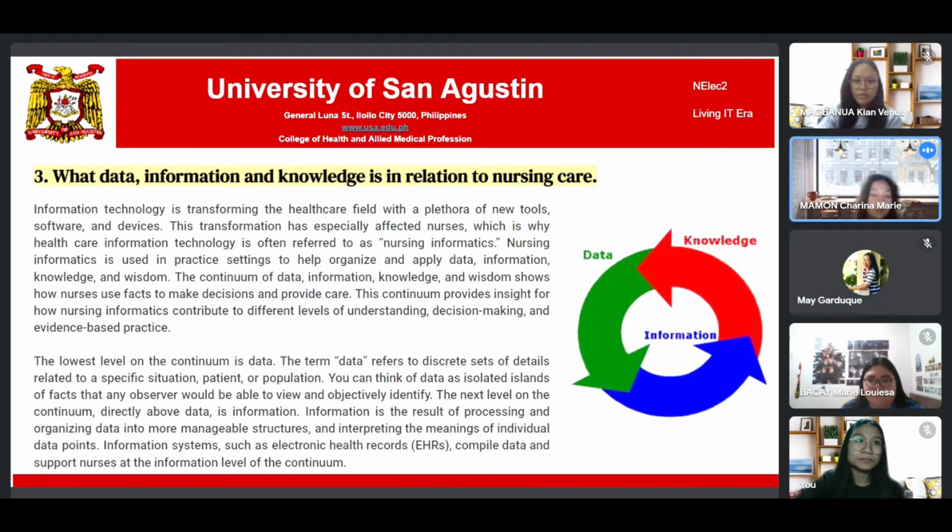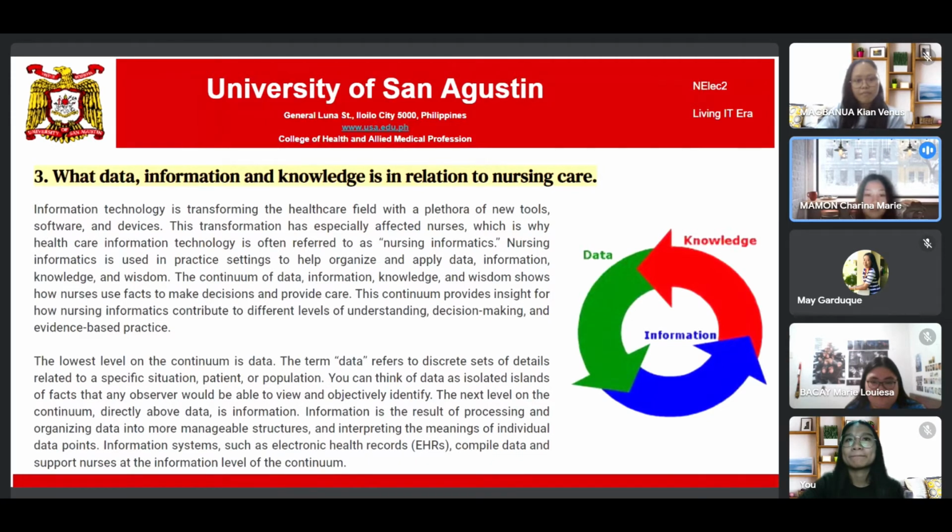Number three, what data, information, and knowledge are in relation to nursing care. Information technology is transforming the healthcare field with a plethora of new tools, software, and devices. This transformation has especially affected nurses, which is why healthcare information technology is often referred to as nursing informatics. Nursing informatics is used in practice settings to help organize and apply data, information, knowledge, and wisdom. The continuum of data, information, knowledge, and wisdom shows how nurses use facts to make decisions and provide care.